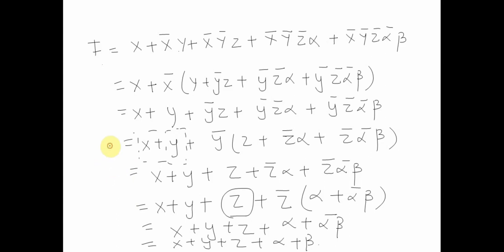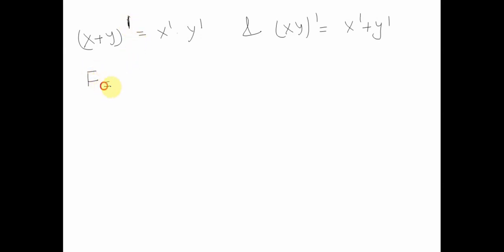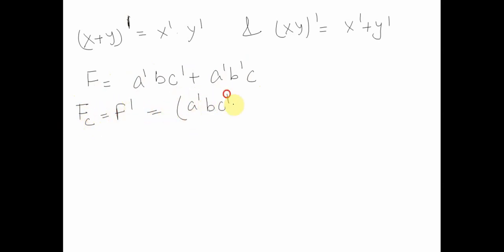Now you remember that we looked at De Morgan's law where we said x plus y whole bar is equal to x bar dot y bar, and x y whole bar is equal to x bar plus y bar. Bar is nothing but complement, as we discussed in the beginning. Now if we have a function f which is equal to a bar b c bar plus a bar b bar c, and I ask you to find the complement of this function, f complement is f bar, which is nothing but a bar b c bar plus a bar b bar c, whole complement.